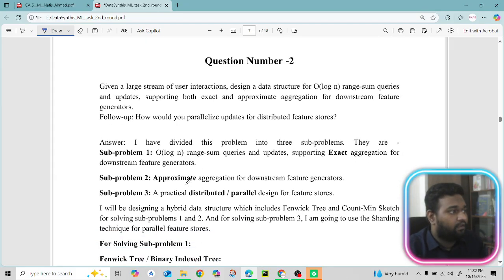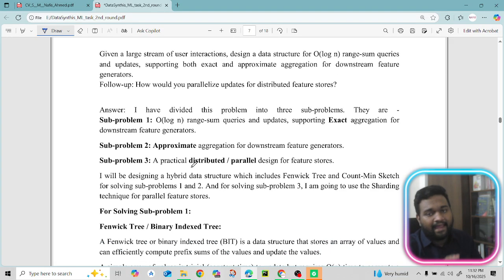What it says: given a large stream of user interactions, design a data structure for logging, read queries and updates, supporting both exact and approximate aggregation for downstream feature generators. Follow-up: how would you parallelize updates for distributed feature stores? So, I have this large problem actually.